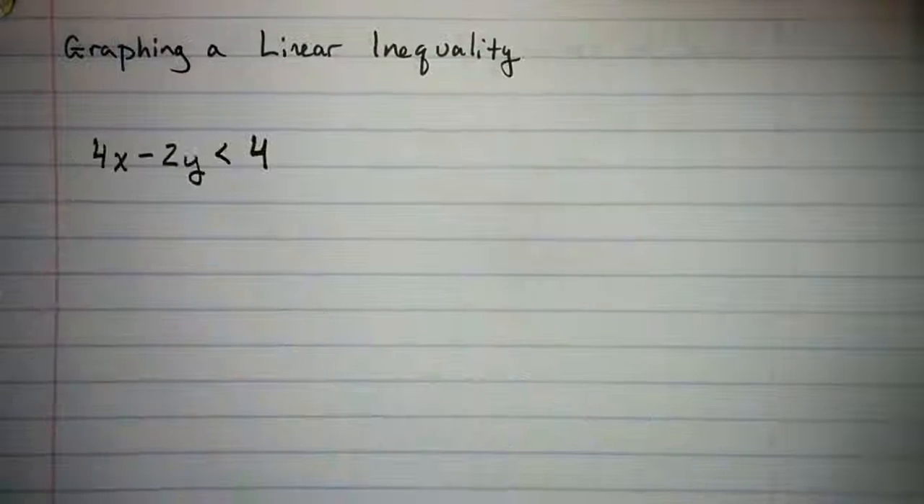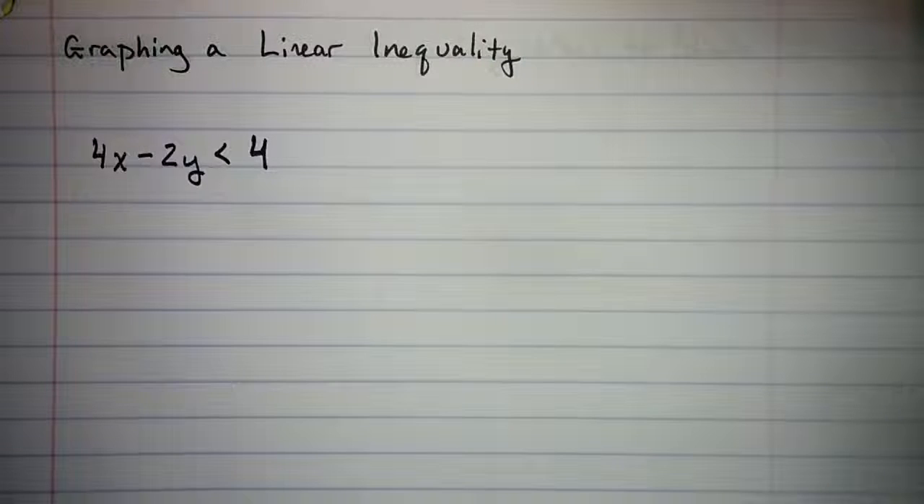Sometimes we have a relationship between two variables expressed not with an equation, but with an inequality. So, for example, we might have the inequality 4x minus 2y is less than 4. How would we go about graphing this? We graph an inequality in 3 steps.